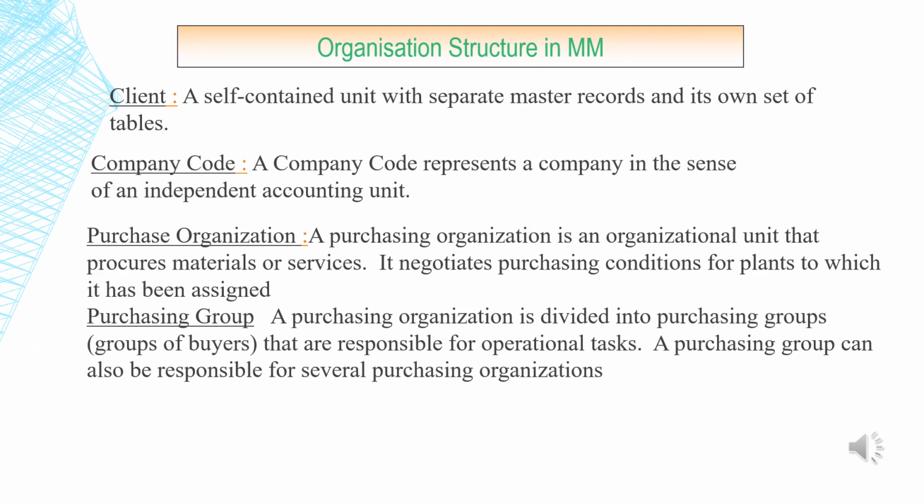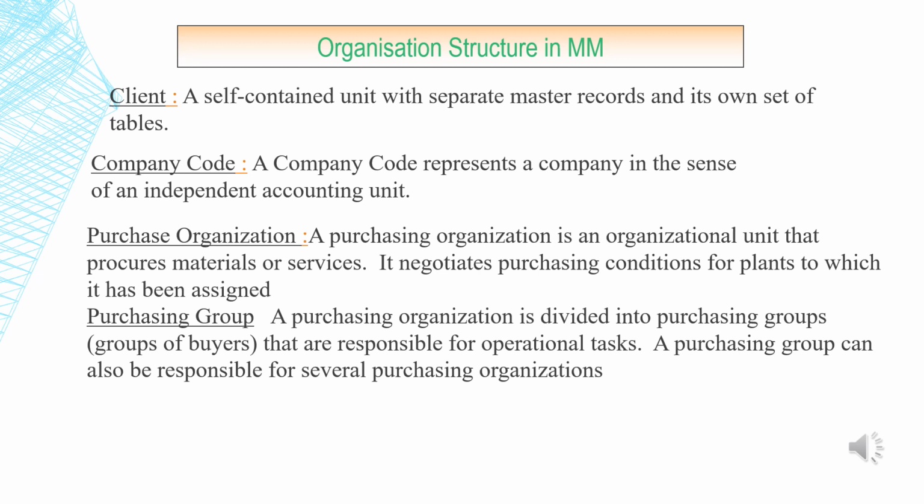Now in the organization structure, the topmost hierarchy will be the client. What is a client? A client is a self-contained unit with a separate master record and its own sets of tables. Then come to company code. Company code represents a company in the sense of independent accounting units.